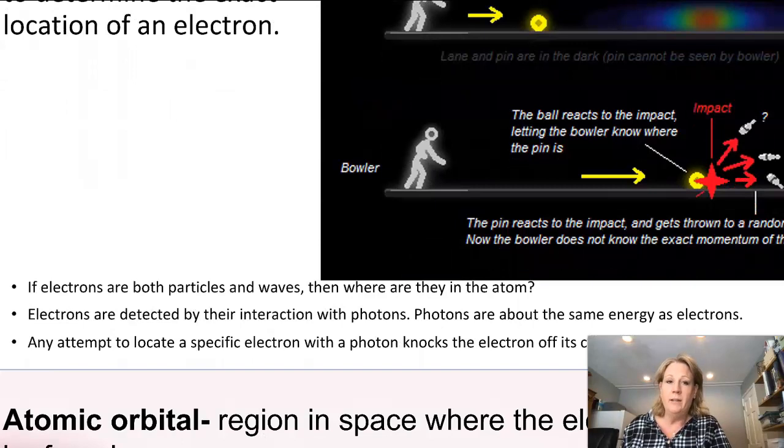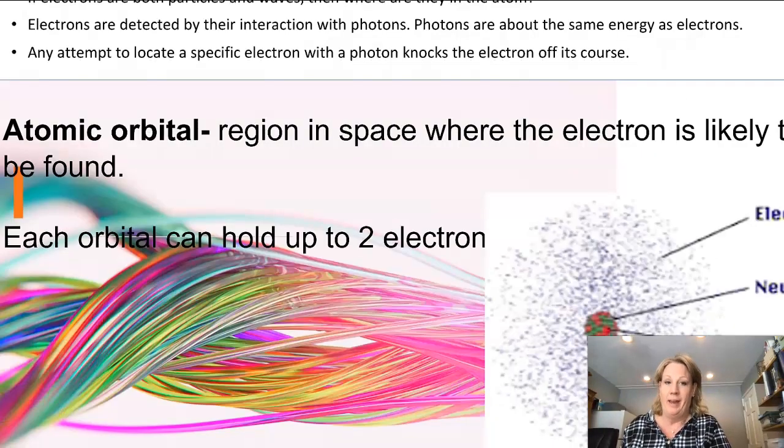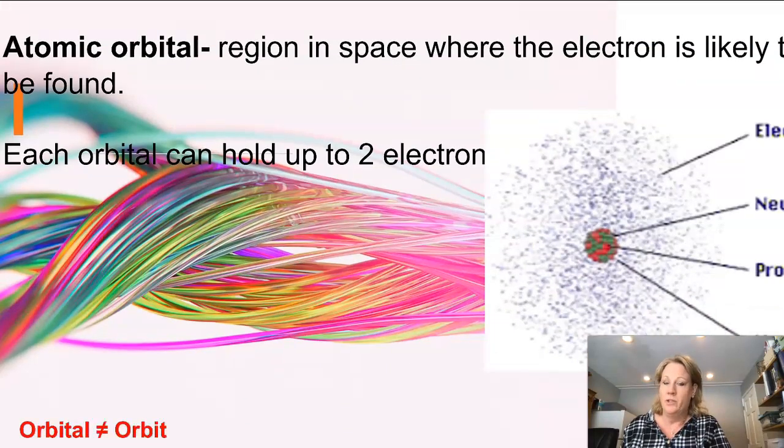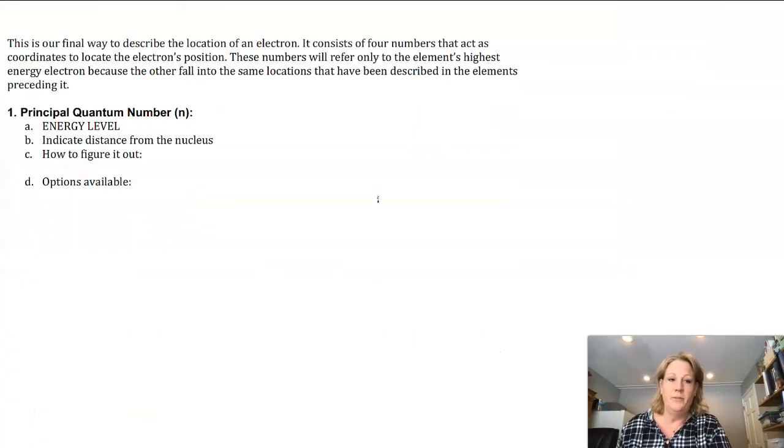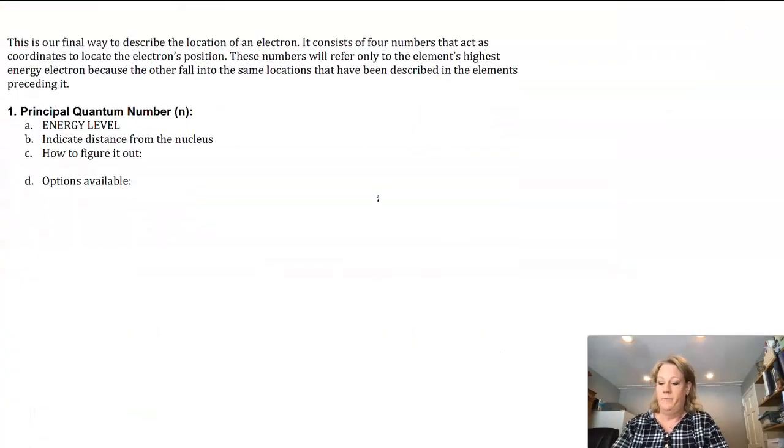But we can look at where we think they're probably at, so more based on probability, which leads us to atomic orbitals. An atomic orbital is not an orbit, it's just a three-dimensional region in space where the electron's likely to be found. If you see the picture that I have here, it's like a scatter plot. Wherever it's darker, where there are more dots, that's where the electron is more likely to be found. Out on the edges where there are fewer dots is where the electron isn't as likely to be found, but it's still possible.